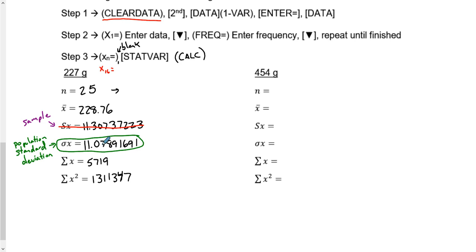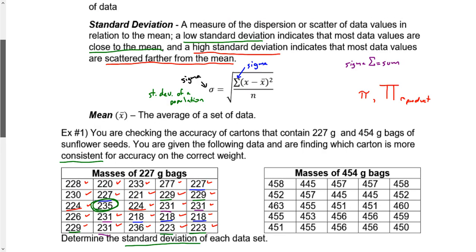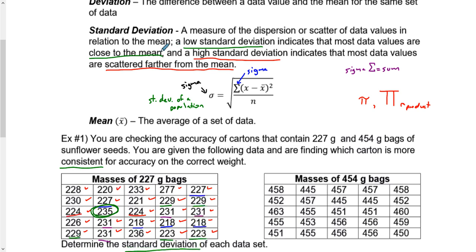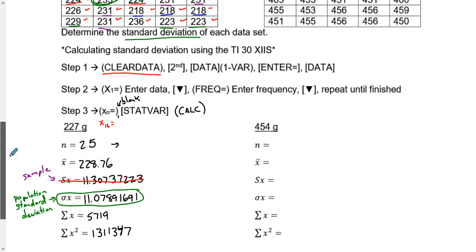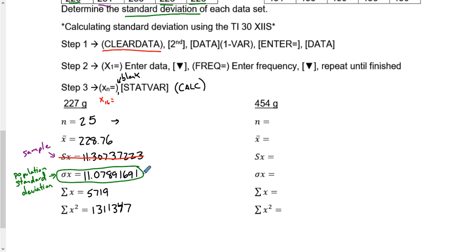So the standard deviation, again, measures the dispersion in relation to the mean. So in relation to our average, which is 228.76, our data is generally spread out by approximately 11.0789. And we'll talk about what that dispersion looks like on the graph in our next section. But this is the number we want.